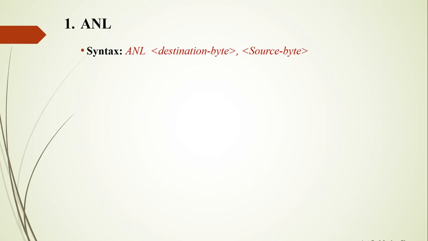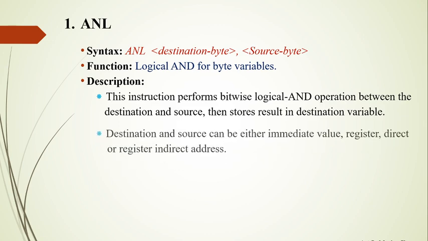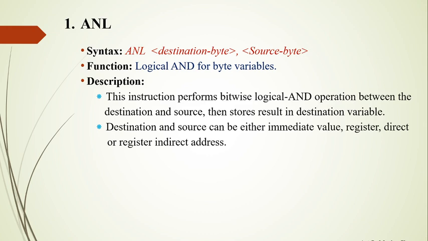The syntax for the instruction is ANL destination byte, source byte. The operation performed by this instruction is a logical AND for byte variables. So this instruction performs a bitwise logical AND operation between the destination and source and then stores the result in the destination variable. Destination and source can be either an immediate value, a register, or a direct or register indirect address. During execution of this instruction, no flags are affected.